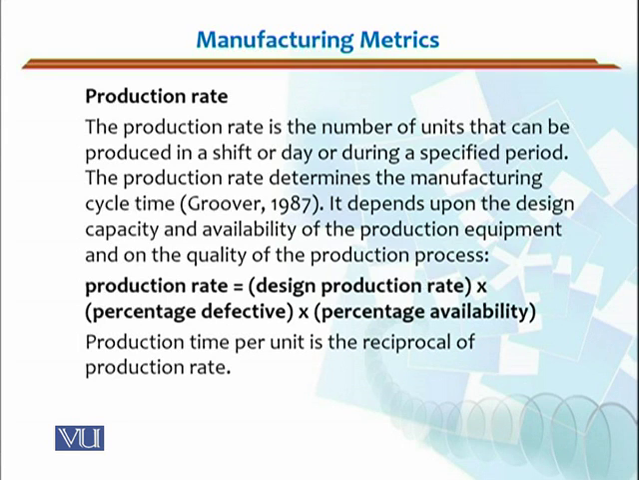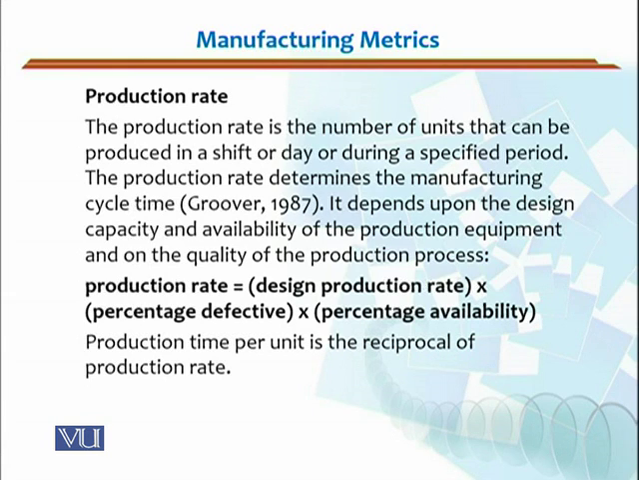Production rate is your manufacturing output with respect to time. So production rate can be calculated as the design production rate, that is what you have suggested for that system, multiplied by the percentage defective. We know what is percentage defective. Multiply by the percentage availability: how much raw material or supply was available at that point of time.